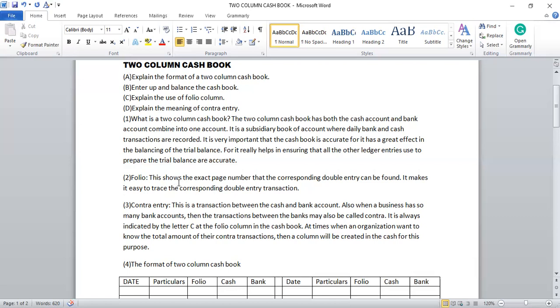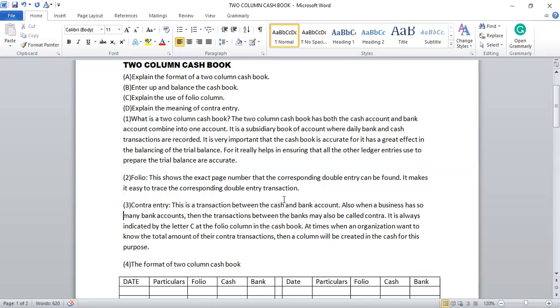So in order to be able to trace the page number where the corresponding entry can be found, the folio is provided so that the exact page number of the corresponding entry can easily be traced. Let us continue. 3, contra entry.